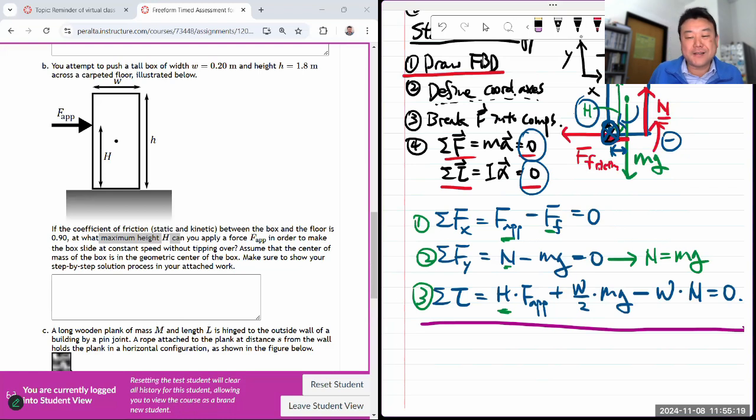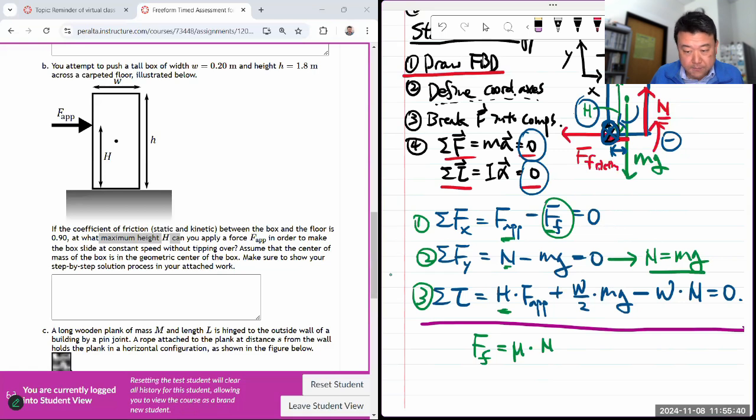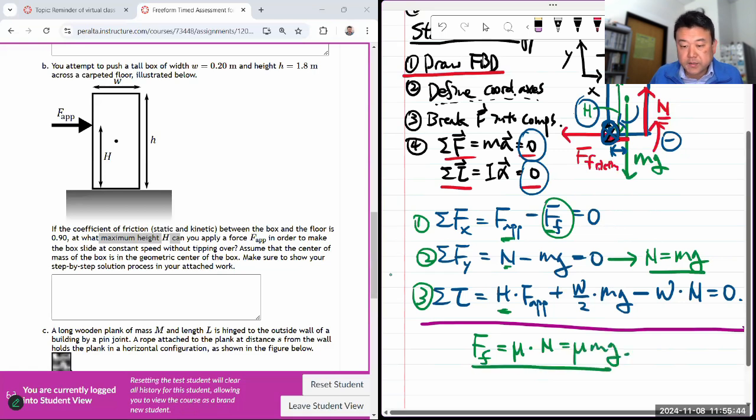Either way, it comes down to I need one more equation, and that one more equation is the expression for the friction force. Since we are dealing with kind of maximum extremum situation, we'll say that's equal to the friction coefficient, which we are given, times the normal force, which we calculate to be mg. So that's going to be mu mg. With this equation number 4, now we can find h here.